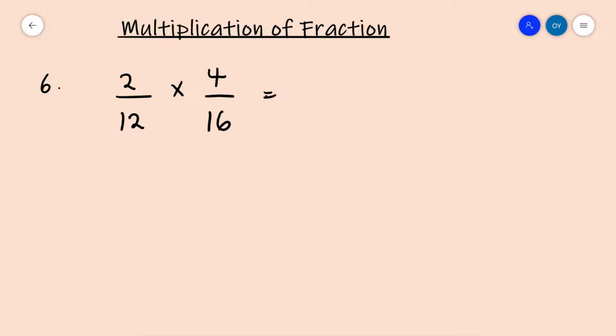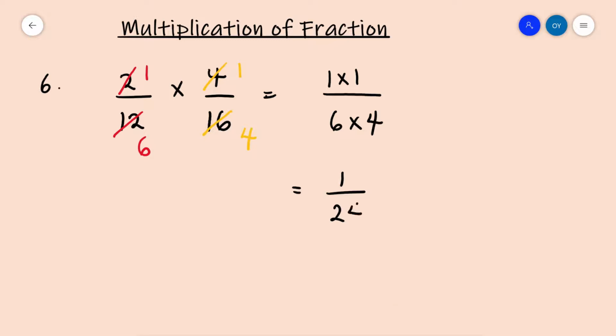Number 6. 2 over 12 multiplied by 4 over 16. The greatest common factor between 2 and 12 is 2. So we divide top and bottom. Now we have 4 and 16. The greatest common factor is 4. So we have 1 over 4. So we have 1 times 1 over 6 times 4. And this is 1 over 24.